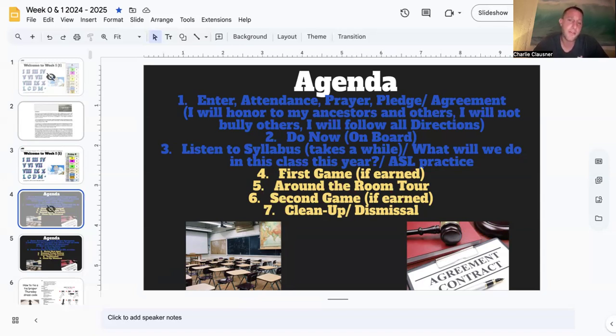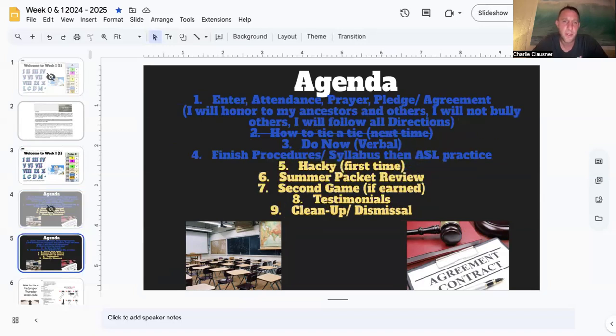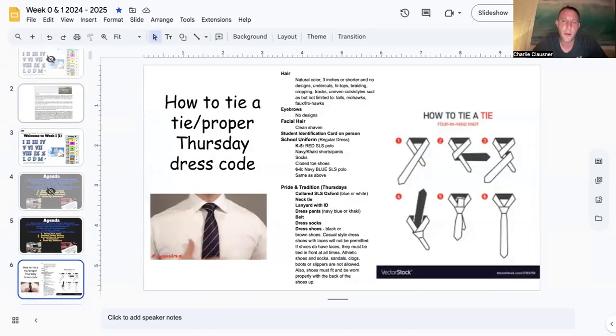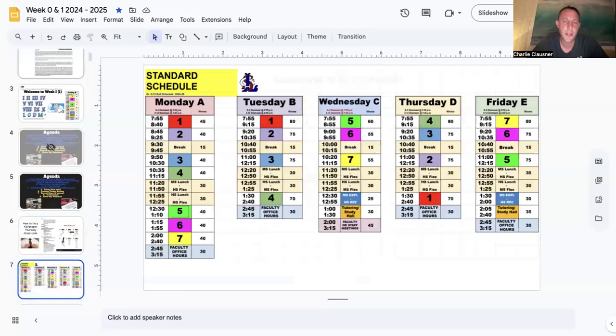And then I always leave 5 minutes for cleanup and dismissal. I don't skip on that because it's really helpful to have students help clean up, get things orderly, and pack up so that you're not rushing. And then I have my games in here. And on Thursdays, our students must wear a tie, no dress code.